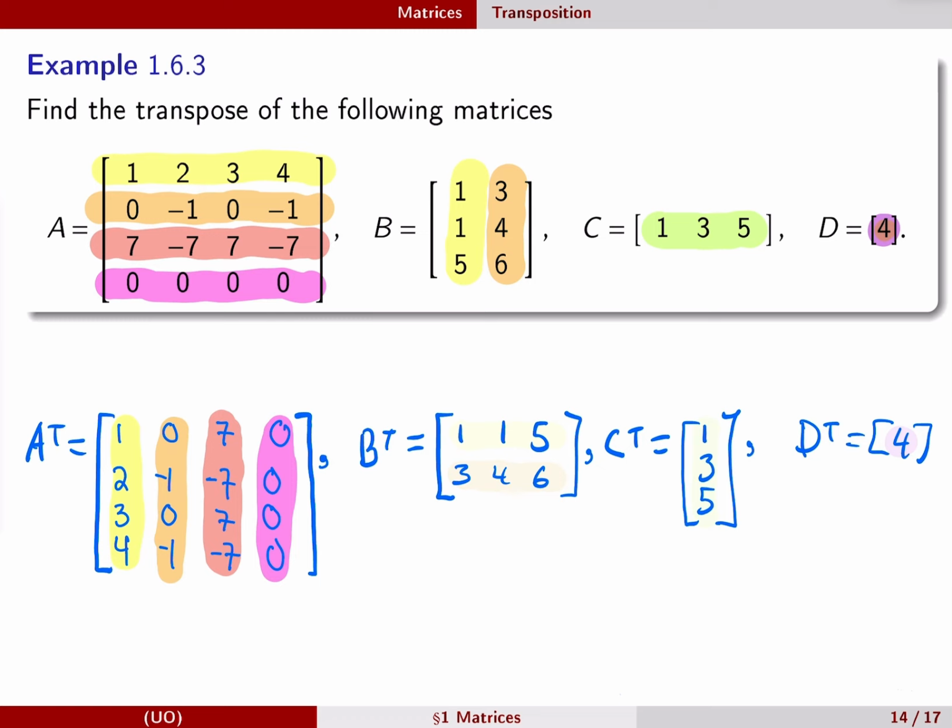But like I said, you can also take columns and lay them down as rows. So the first column of B, 1, 1, 5, can now be the first row of B transpose. And then the second column of B, 3, 4, and 6, is now the second row of B transpose. And then for C, the only row becomes the only column. And for D, well, not much happens. The row lays down or the column stands up, nothing is going on. All right, that's it for that example. It's beautiful. I know you like it.